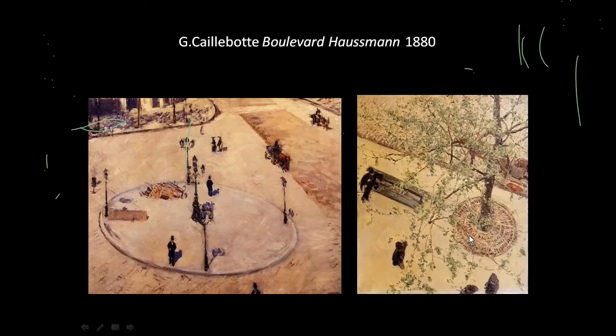Now, this one over here is even more interesting. This possibly owes more to Japanese prints, where the perspective is really strange. So he's looking right down on the tree, which is foreshortened. Why has he done a tree? Well, the trees were an important part of the infrastructure.